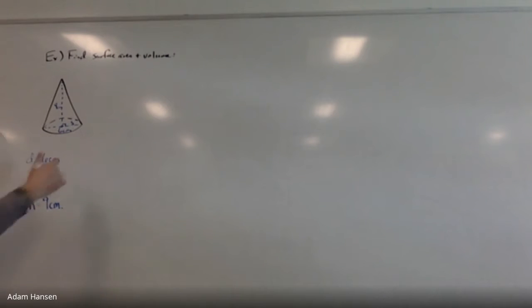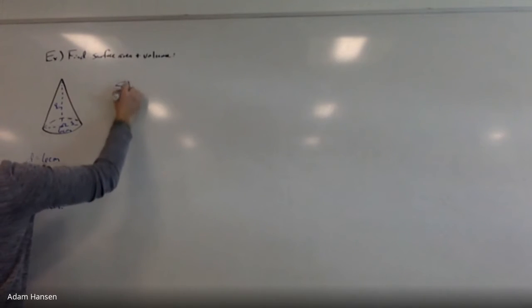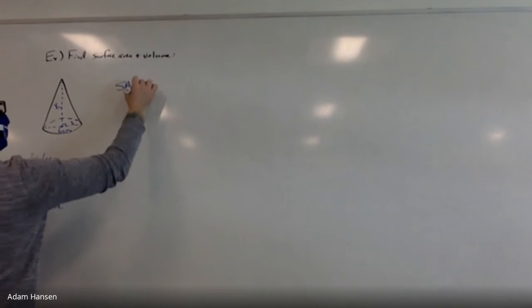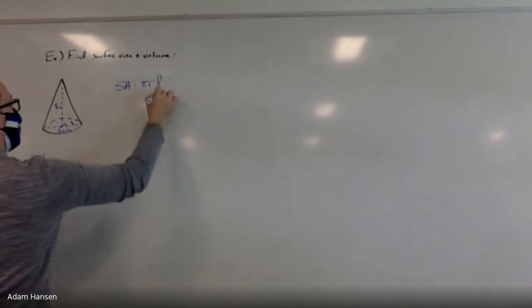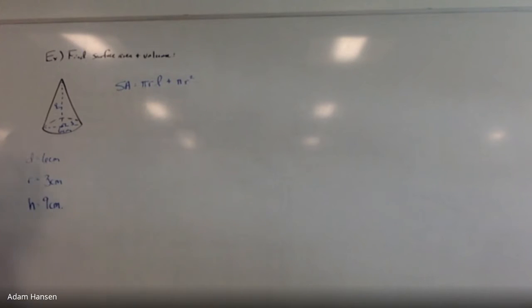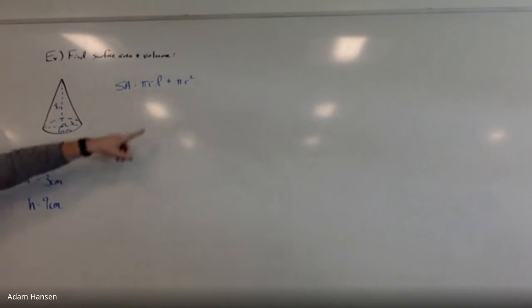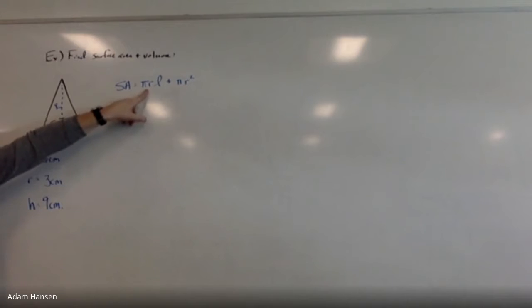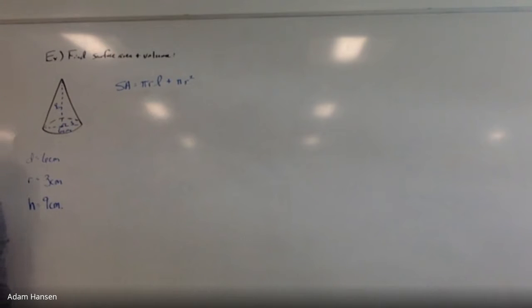Let's do surface area. Using the notes over on the board for a cone, it is pi times r times slant height L plus pi times the radius squared for the circular base. Pi r squared tells you the area of the circular base, the bottom of the cone. Pi r L tells you the surface area of the part that wraps around the cone. So when I add them together, it's the total surface area of the entire figure.